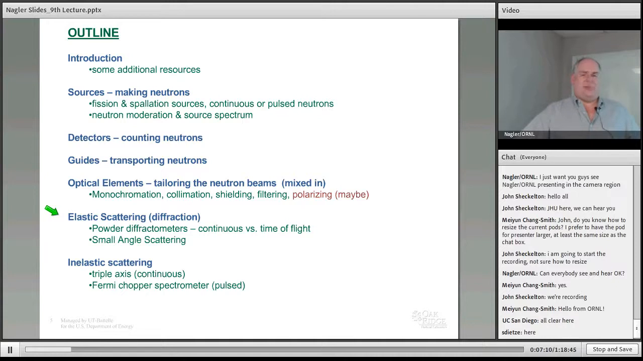Today I'm going to talk about powder diffractometers, continuous versus time of flight neutron sources, and how they operate somewhat differently. I think it's a good, simple instrument that illustrates some of the basic principles of one versus the other. I'll also talk a little bit about small angle scattering. I don't expect that we will get to inelastic scattering today. We'll look in some depth at inelastic scattering later, and I'll also give you a bit of a tour around the instruments at SNS.